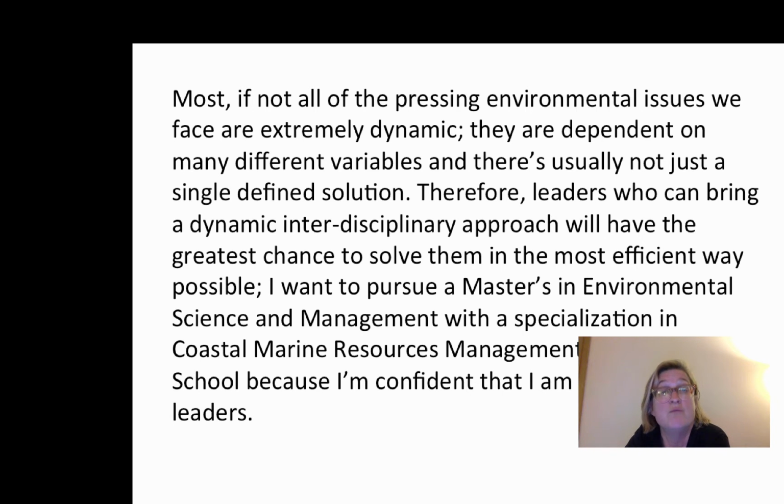So this one reads: Most, if not all, of the pressing environmental issues we face are extremely dynamic. They are dependent on many different variables, and there's usually not just a single defined solution. Therefore, leaders who can bring a dynamic, interdisciplinary approach will have the greatest chance to solve them in the most efficient way possible. I want to pursue a master's in environmental science and management with a specialization in coastal marine resources management at the Bren School because I'm confident that I'm one of those leaders.